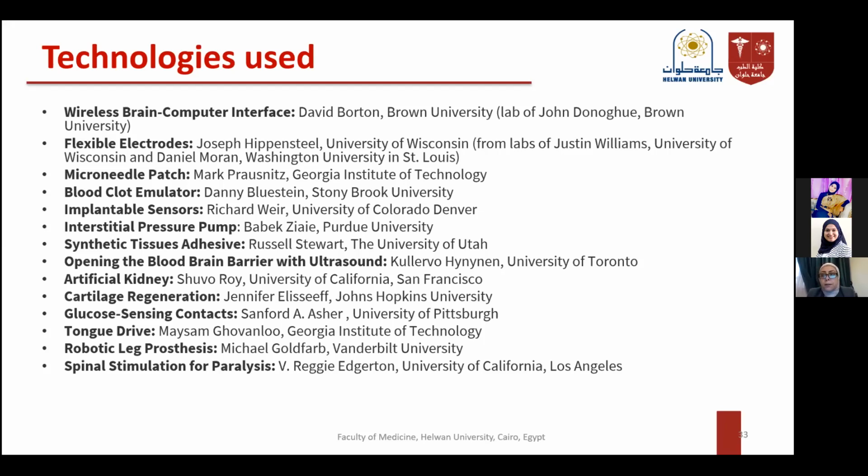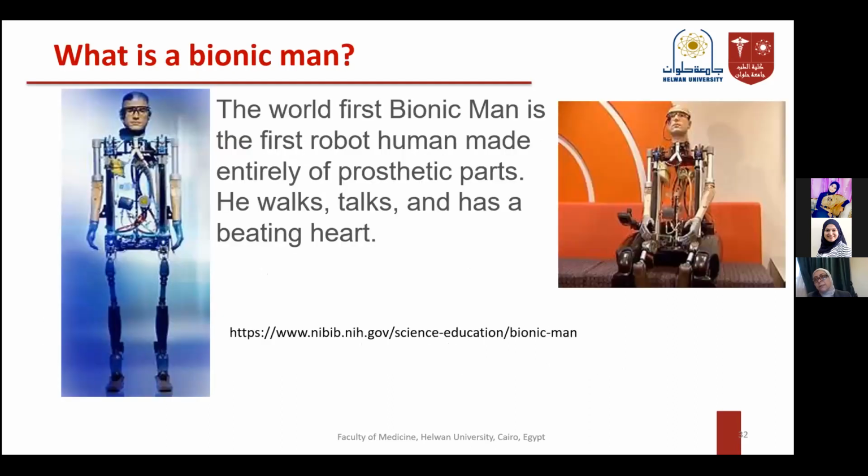There is also this bionic man who wears glucose sensing contacts. He wears a contact lens that can measure the glucose in the patient, and this is also another technique that is very important because it does not need breaking the finger to get blood to measure the glucose. It's monitored through the contact lenses. There is what is called the tongue drive. There is a robotic leg prosthesis and spinal stimulation for paralysis. All these devices are present in this bionic man.